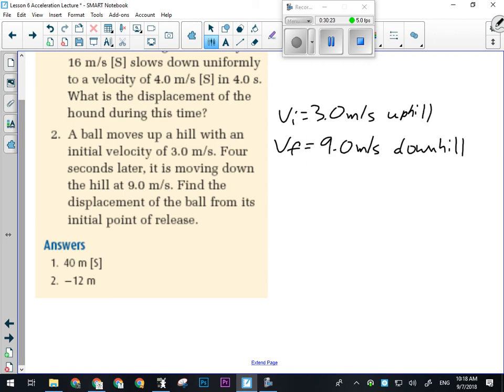Okay, and we want to find the displacement of the ball from its initial point of release, and we know that the time is 4 seconds. Now, a question usually comes up here. They wrote it like this. How do I do a significant figure calculation with that? I don't know how many significant figures "four" has. If it was the number 4, I'd know it had 1. But in this case, I have to assume it has no effect on the significant figures because I just don't know.